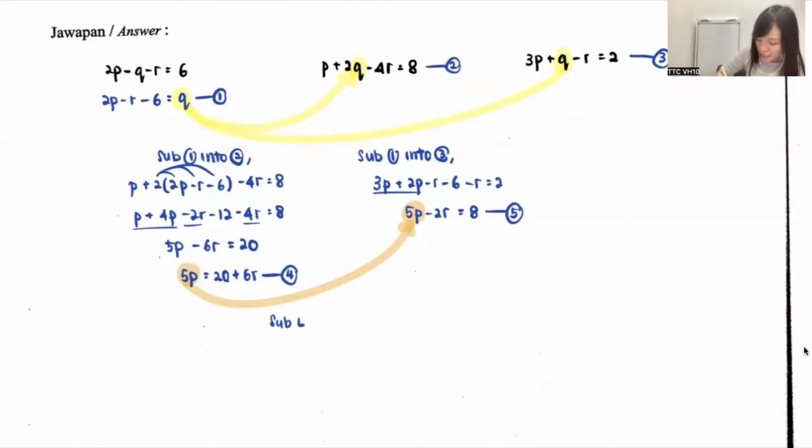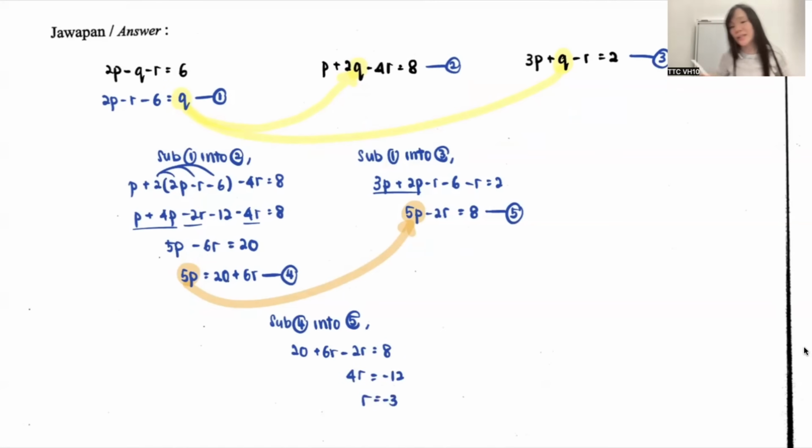So now, you can sub 4 into 5. Sub it in, isn't it 20 plus 6R minus 2R equivalent to 8? So I think 4R will equal negative 12. And R answer, do you get negative 3? So R, you get it already.